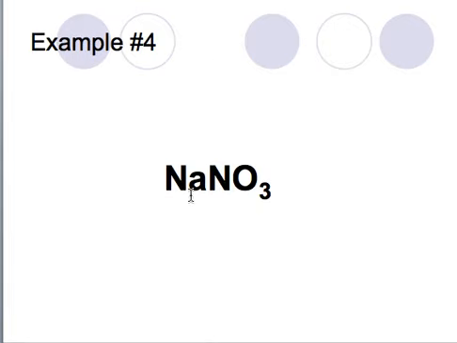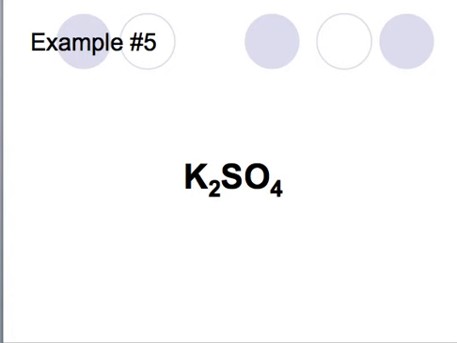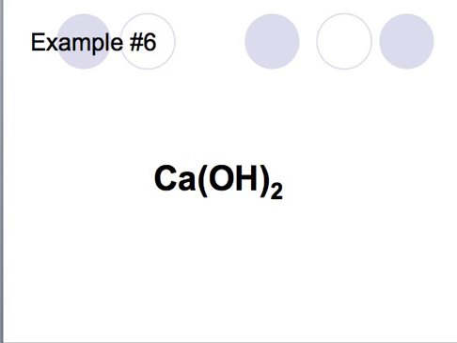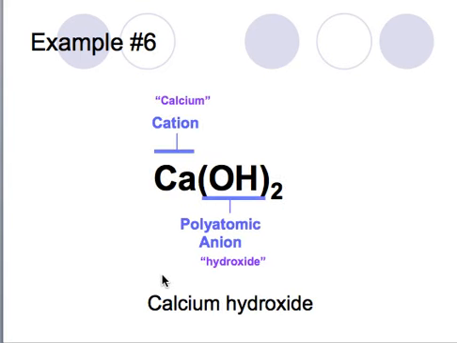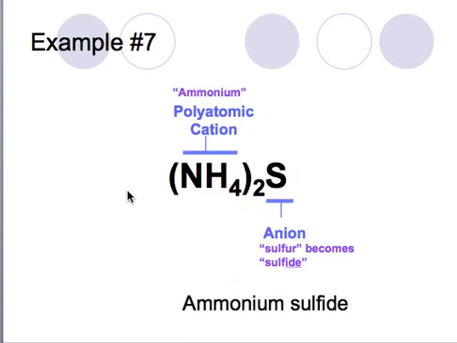Here's one that we just looked at. Sodium is your cation, and nitrate is your polyatomic anion, so you just call it sodium nitrate. Okay, here's one with potassium as your cation and sulfate as your anion, so you just put the two names together to give the compound name. Here again, put the two together, calcium hydroxide. And again, ammonium sulfide.